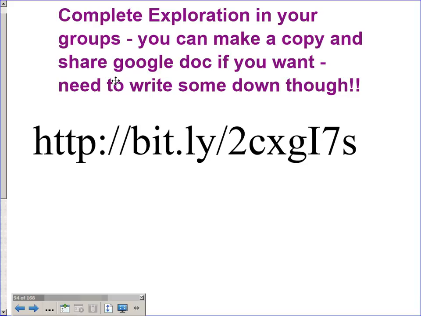So yes, you can read the instructions up here. Complete this exploration in your groups. You can make a copy of the Google Doc if you want to, but you need to write some of this down. You want to be on part 1. I know that the reading guide had a lot of information for you, but you also need to write something with that document they created. There's markers and paper for that over there.